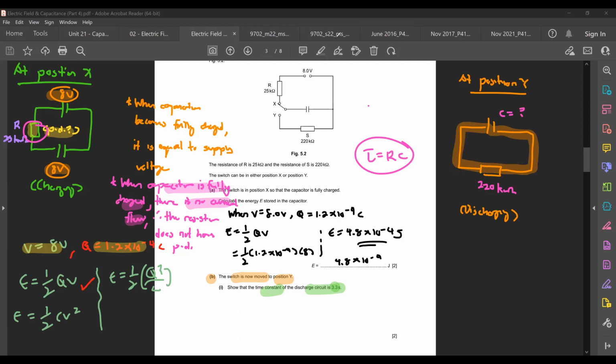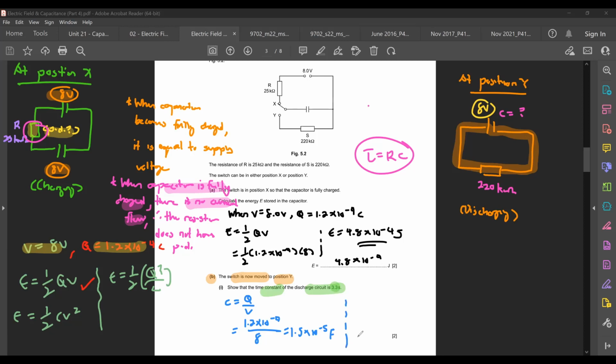So here, C equals Q over V. You just use the definition of capacitance. So this would be 1.2 times 10 power minus 4 divided by your voltage. The voltage across it should still be 8 volts because your capacitor was fully charged at the time when you first switched to position Y. So it's 8 volts. Your capacitance now would be 1.2 times 10 power minus 4 divided by 8. You will get 1.5 times 10 power minus 5 farads.